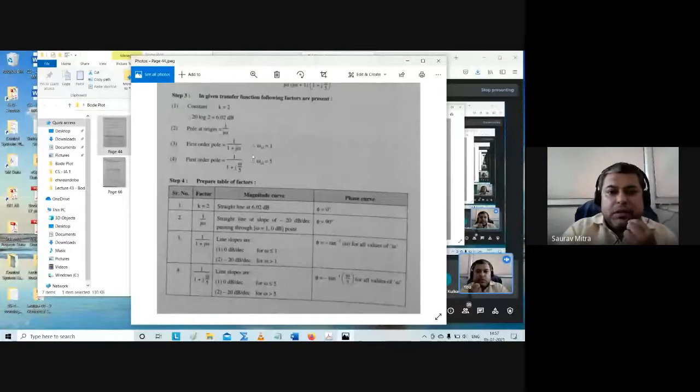And last thing is 1 by 1 plus S by 5. Okay, so what is that line? It will be starting from 5 comma 0. So same thing is repeated, so it will start from 5 comma 0.